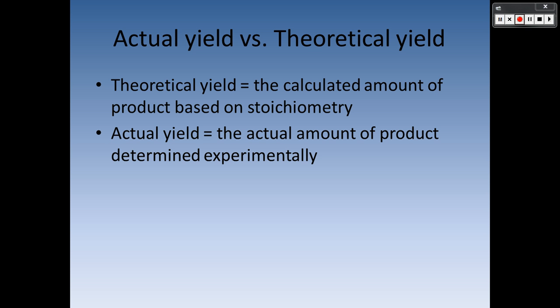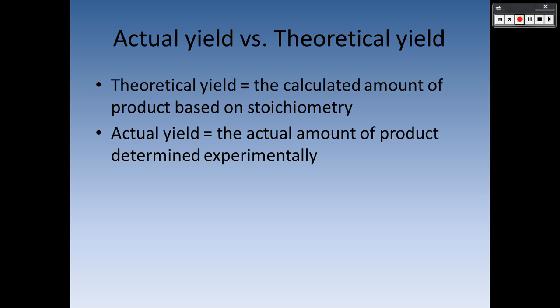The actual yield is the actual amount of product which you need to determine experimentally each time you do the experiment. So different people doing the same experiment with the same starting materials may all have different actual yields. And actual yield can be the same as your theoretical yield, but is more often less than your theoretical yield.